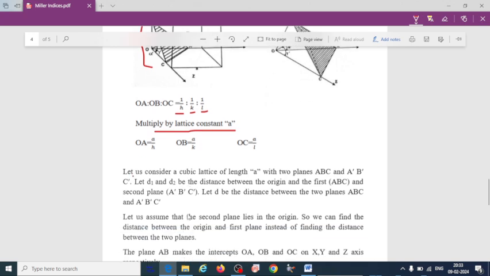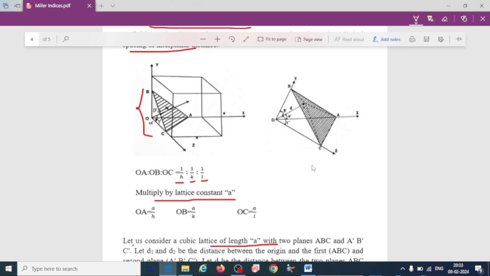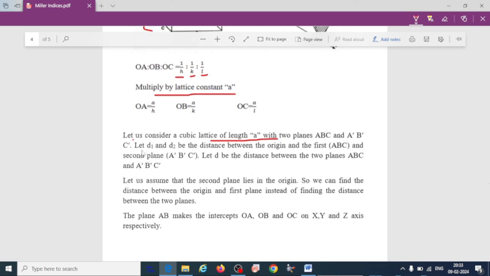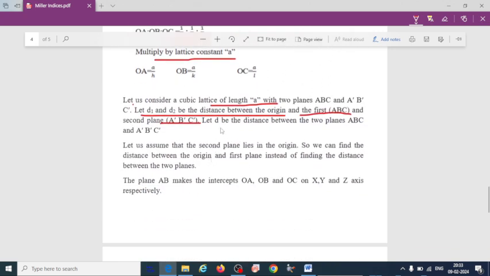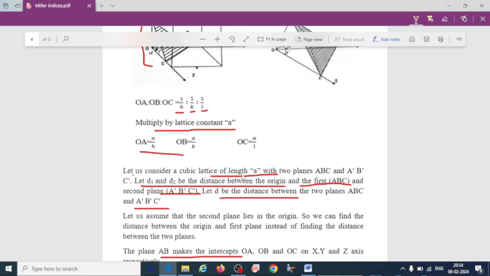As I said, the length of the lattice is given by a. If we consider the triangle ABC, let d1 and d2 be the distances between the origin and the first plane ABC and the second plane A'B'C'. Then let d be the distance between the two planes ABC and A'B'C'. The plane ABC makes intercepts with the coordinates OA, OB, OC.